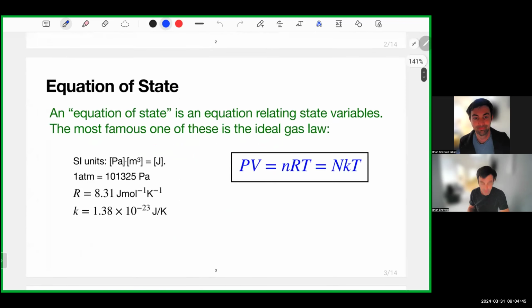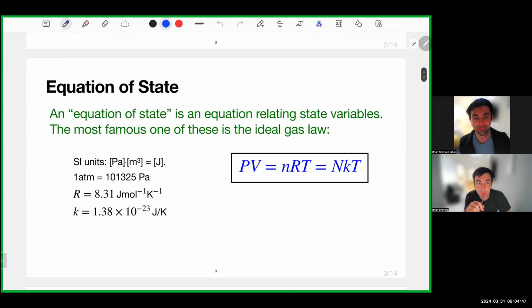Okay, so to describe a system macroscopically, first of all, there are some variables that only make sense on average and with a large number of particles. And this is pressure, volume, and temperature. So these are macroscopic variables that describe the state of a system on average: pressure, volume, and temperature.